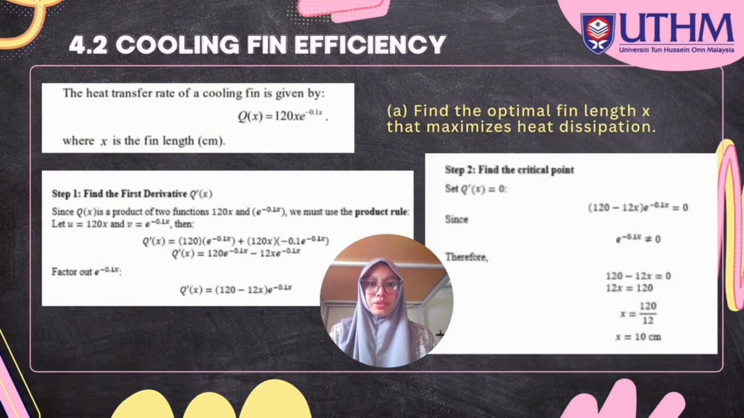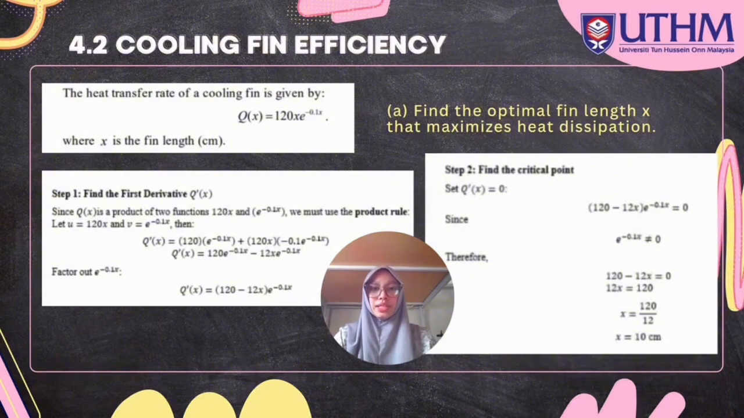Since the function consists of two terms multiplied together, which are 120x and e to the power of negative 0.1x, we need to apply the product rule. So we let u equal 120x and v equal e to the power of negative 0.1x. Then after differentiating, we get u prime equals 120 and v prime equals negative 0.1 e to the power of negative 0.1x.